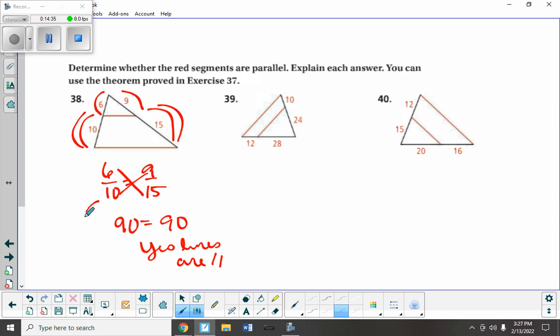Or you could do, what is 6/10 equal? 2 goes into 6 3 times, 2 goes into 10 5 times, 3 goes into 9 3 times, 3 goes into 15 5 times, so they're both 3/5. That'd be another way you could prove it. Reduce the fraction, see if they're the same, or cross multiply. Either one works.